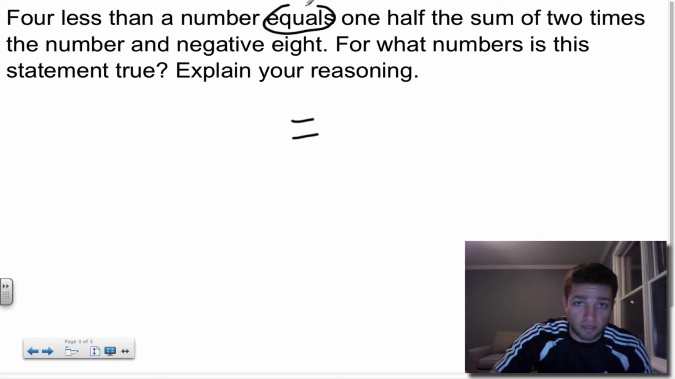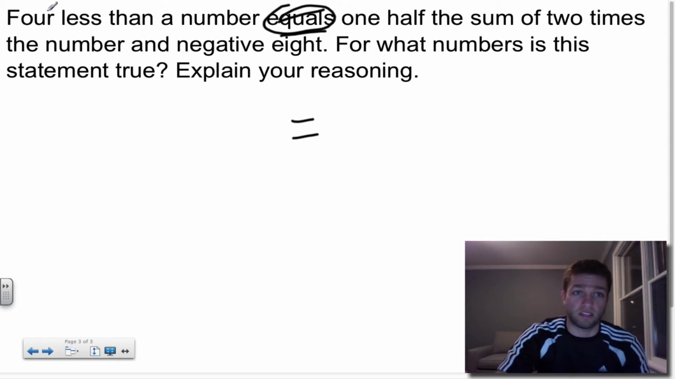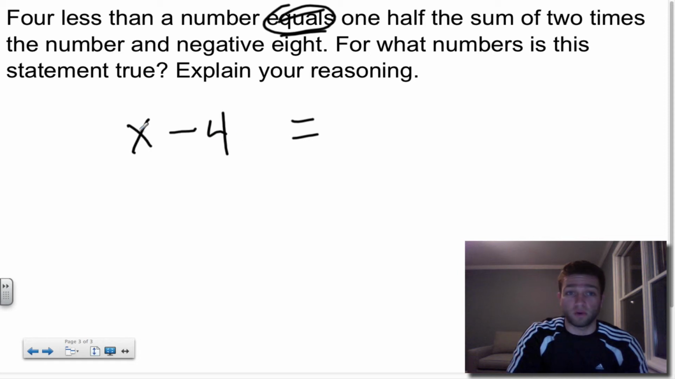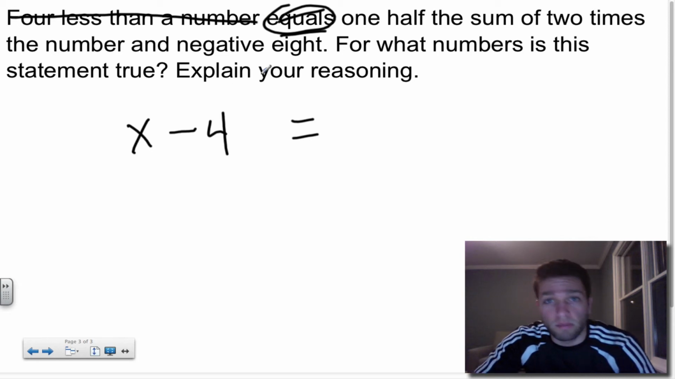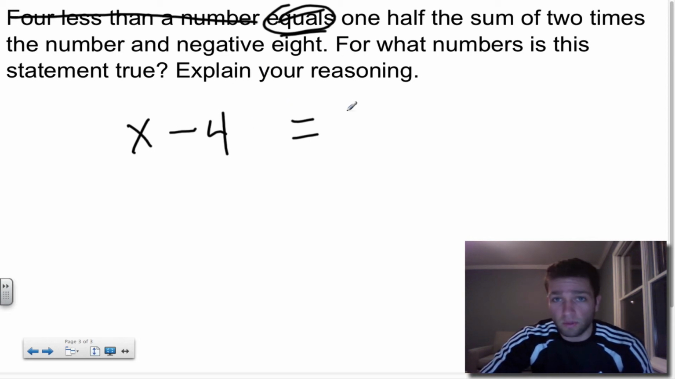Here's my equal sign. Underline it, put an equal sign over it, whatever you need to do so you realize that this information is one side of the problem and this information is the other side. So 4 less than a number. Well, I don't know what the number is. I'm going to call it x, and 4 less than x means I'm taking away 4 from whatever the number is. So there's one side of the equation. So you can already eliminate part of the problem. Equals, now what does it equal?